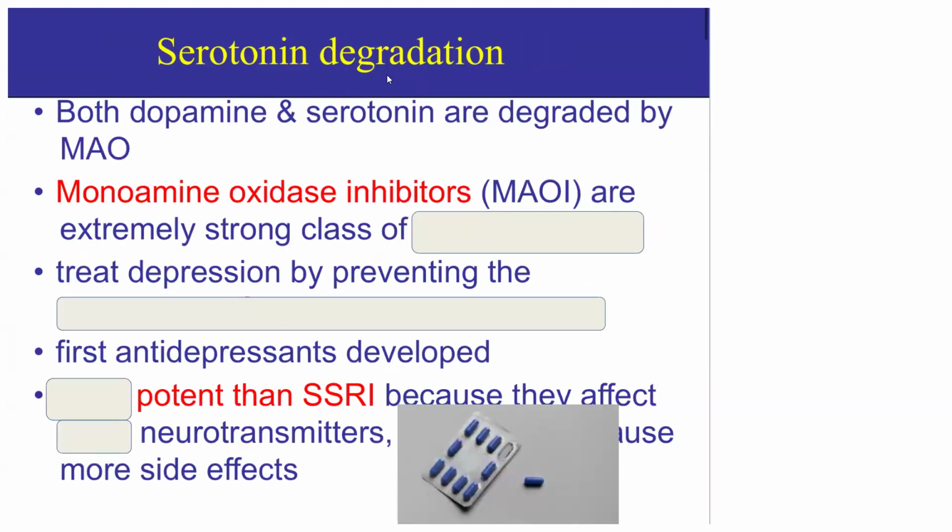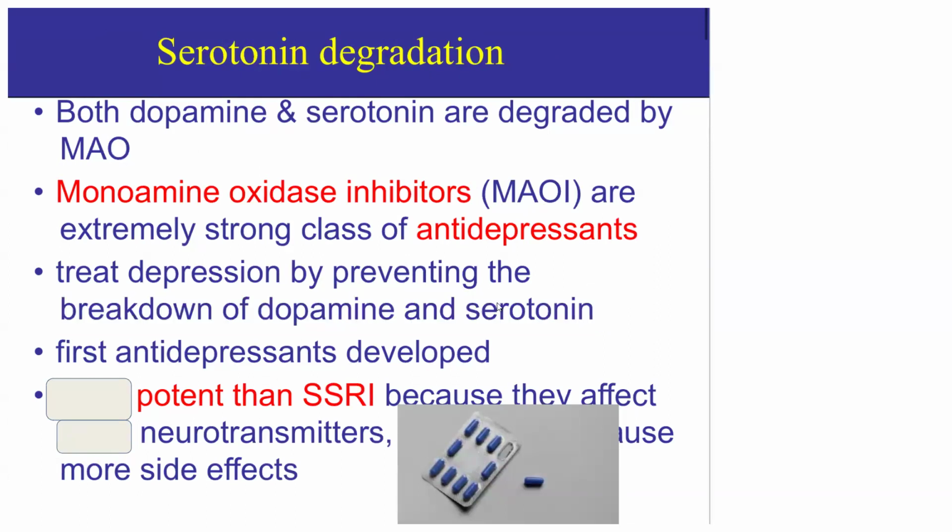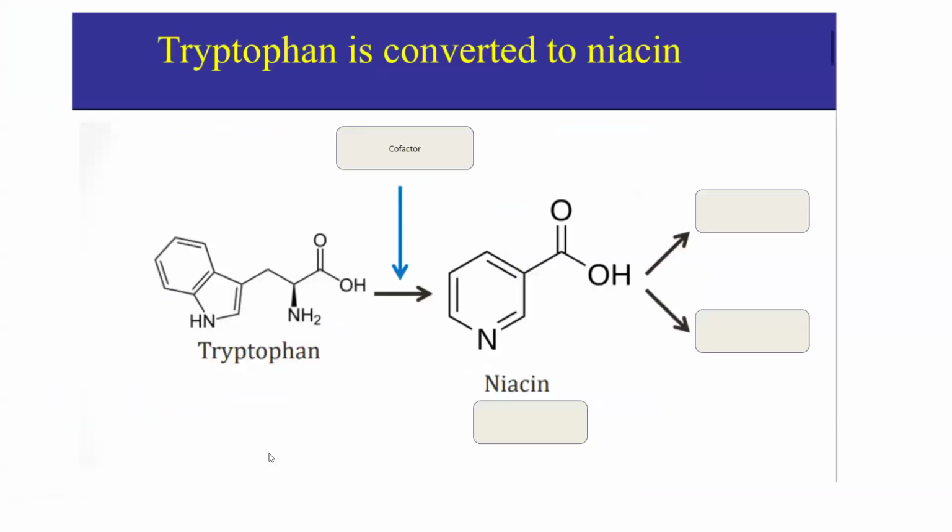Okay, now for serotonin degradation. We said that for people who have a certain illness, they use monoamine oxidase inhibitors. So what type of drug is this? Antidepressants. So you treat depression by preventing what? What does a MAO inhibitor do? It prevents the breakdown of both dopamine and serotonin. So is it more potent or less potent than SSRIs? More potent because they affect more neurotransmitters. Remember, MAO inhibitors will affect both dopamine and serotonin, while the SSRIs will only affect serotonin.